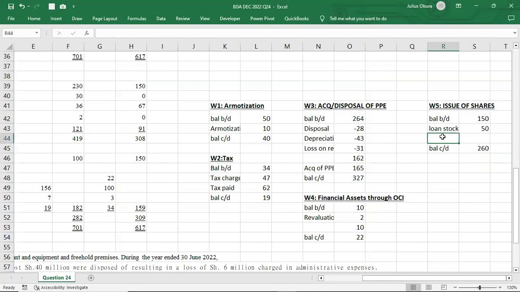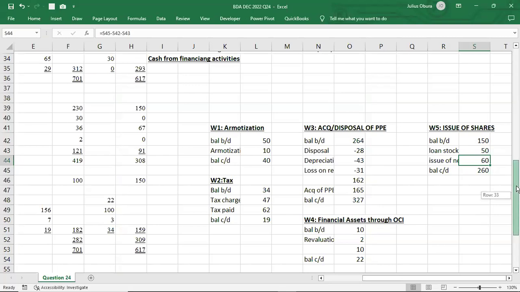So we'll call this issue of new shares, and it should be equal to 260 minus 200. Can just say 260 minus 150 minus 50. So that's 60. So during the period, we had an issue of shares of 60. So that is where we start from.